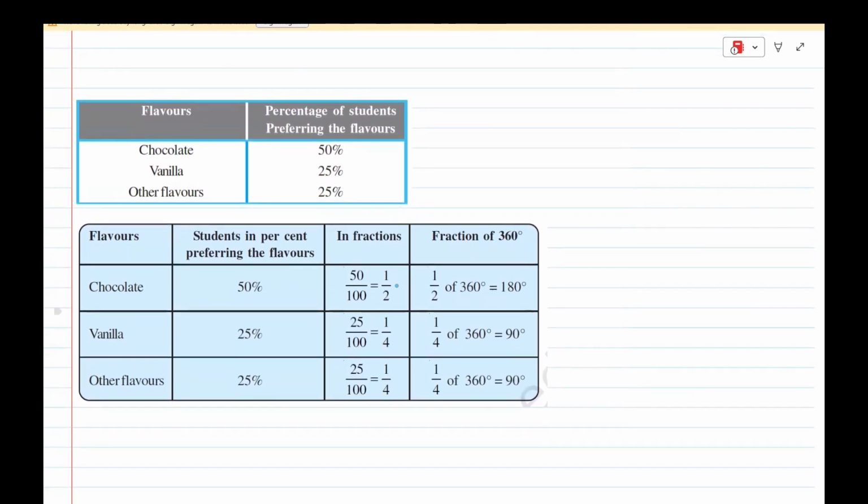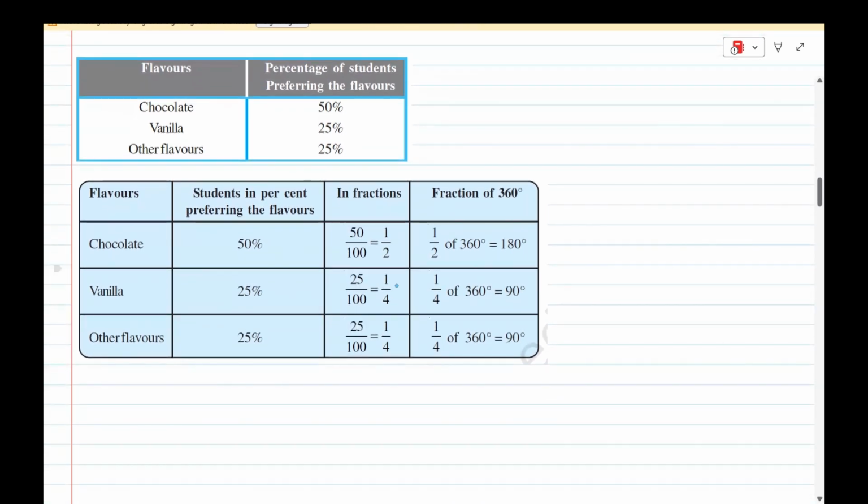Here, I have one data, this table over here. It says chocolate, percentage of students preferring the flavors. So chocolate is preferred by 50%, vanilla 25%, other flavors again 25%. I have to represent this in a circle. The total angle of a circle is how much? 360 degrees, correct? So I represent that in terms of angle.